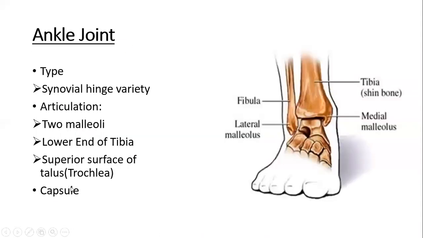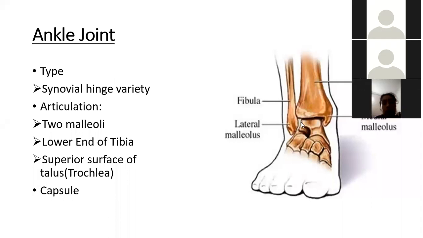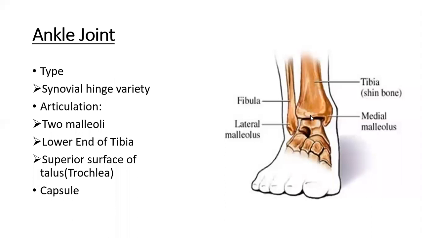Regarding the capsule of the ankle joint, just like the capsule of any other synovial cavitated joint, it attaches over the margins of the articulating surfaces, both superiorly, that is the lower end of the tibia, medial malleolus, lateral malleolus, and inferiorly the superior surface of the talus. Synovial membrane lines the inside of the capsule.